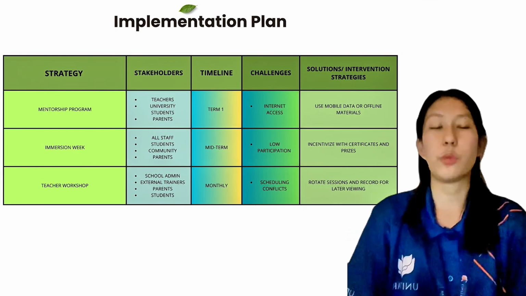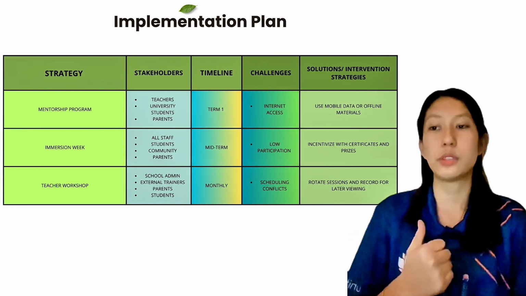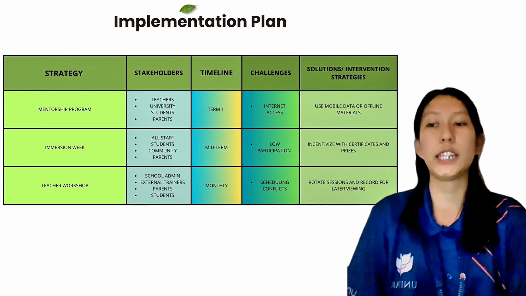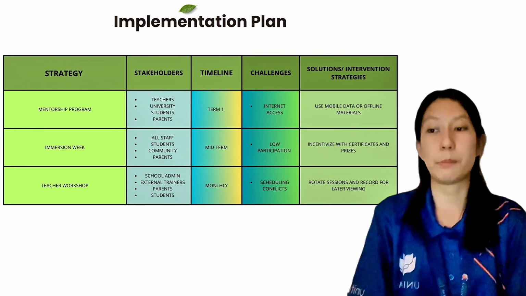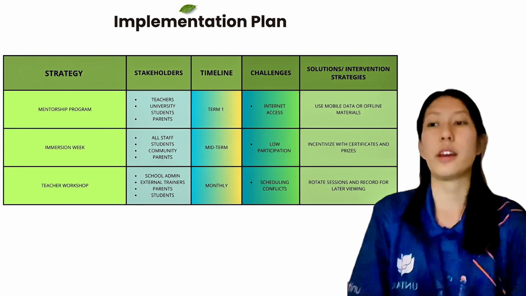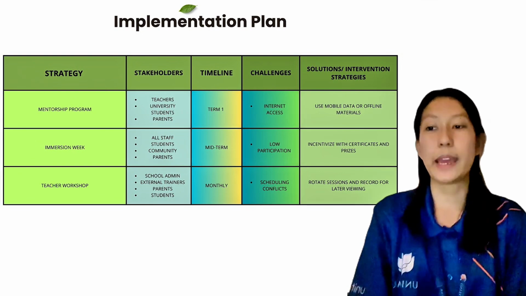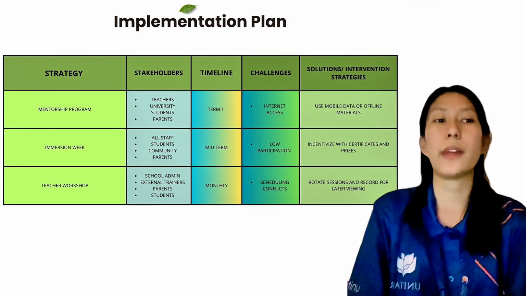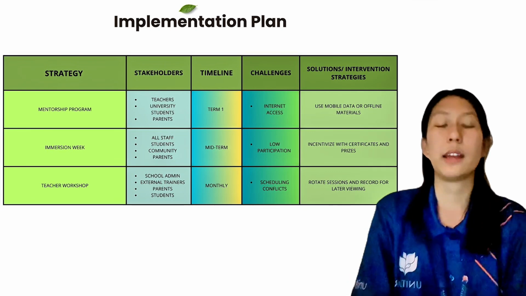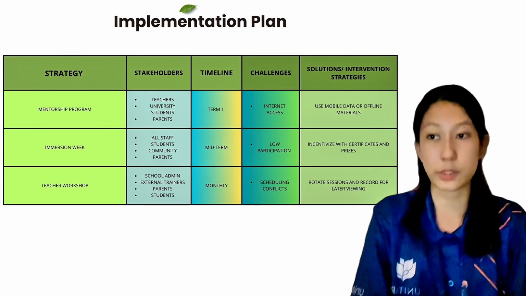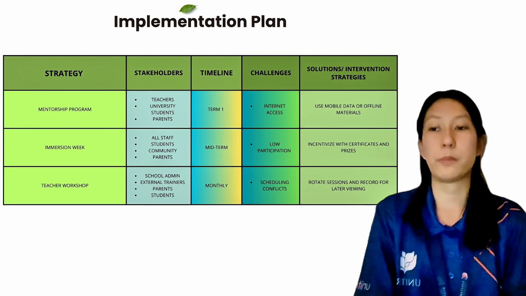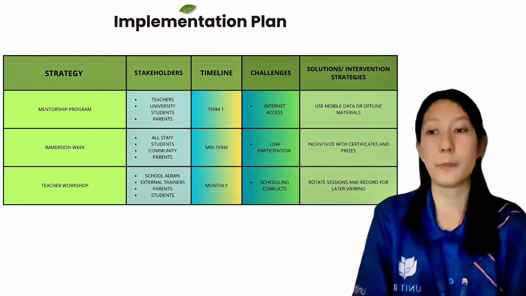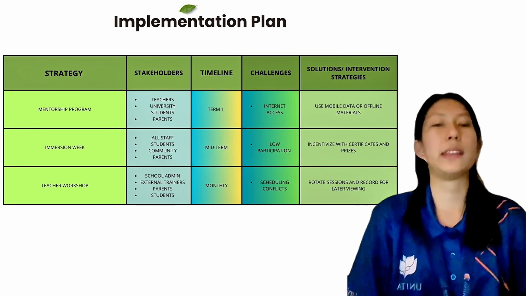The stakeholders will consist of teachers, university students, and parents, and some of the strategies need to include all staff, community, and parents. There are certain stakeholders also like school admin, internal trainers, and parents who need to be actively involved in this strategy to make it show results. The timeline for the mentorship program is term 1, for the immersion week, mid-term, and for the teacher workshop, it can be monthly.